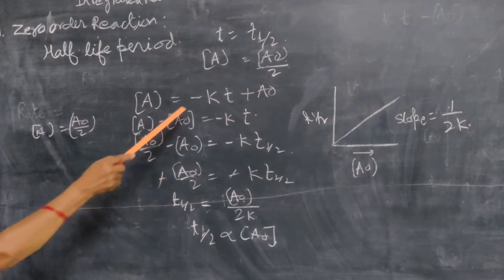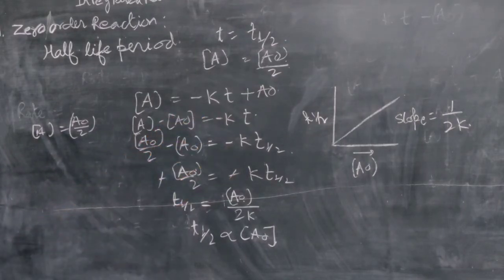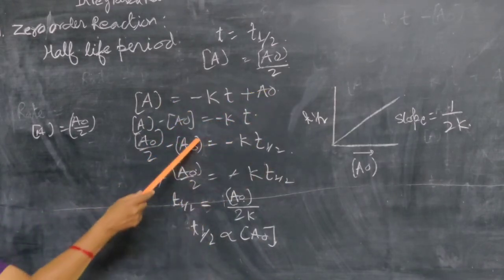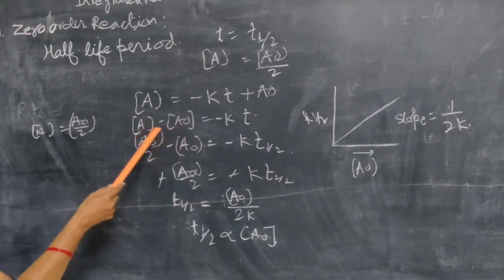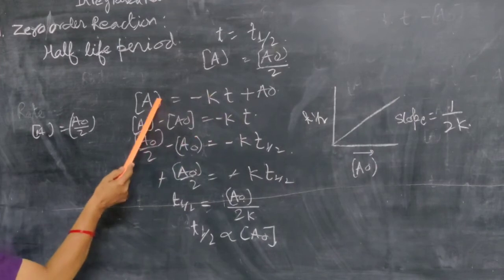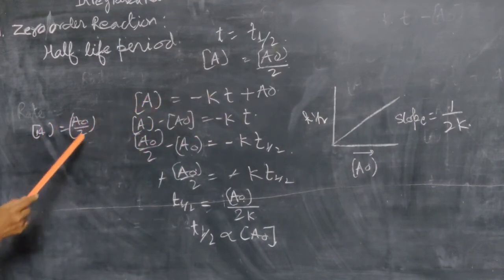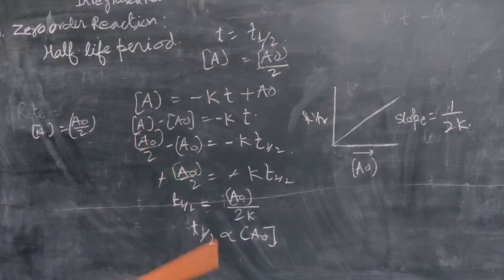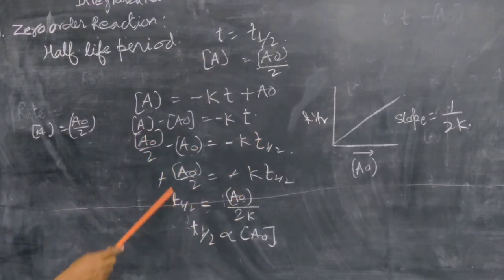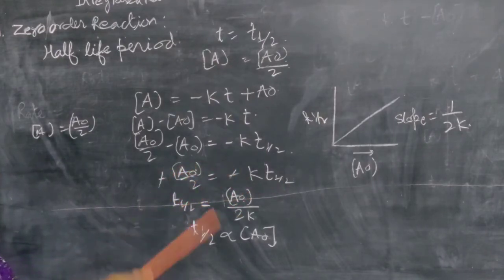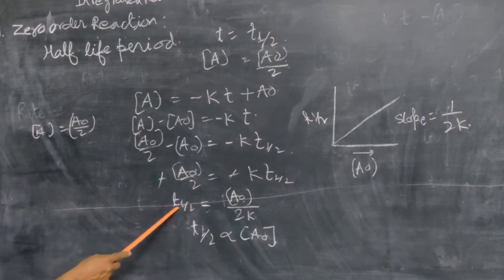Now this is the equation, already you know this is the equation for the zero order reaction. A is equal to minus Kt plus A0. Again you can transpose it here, A minus A0 is equal to minus Kt. Now we write the value A is equal to A0 upon 2. So now put this value here, A0 upon 2 minus A0 is equal to minus Kt half. Then this minus sign will be cancelled, and then you will get T half is equal to A0 upon 2K.